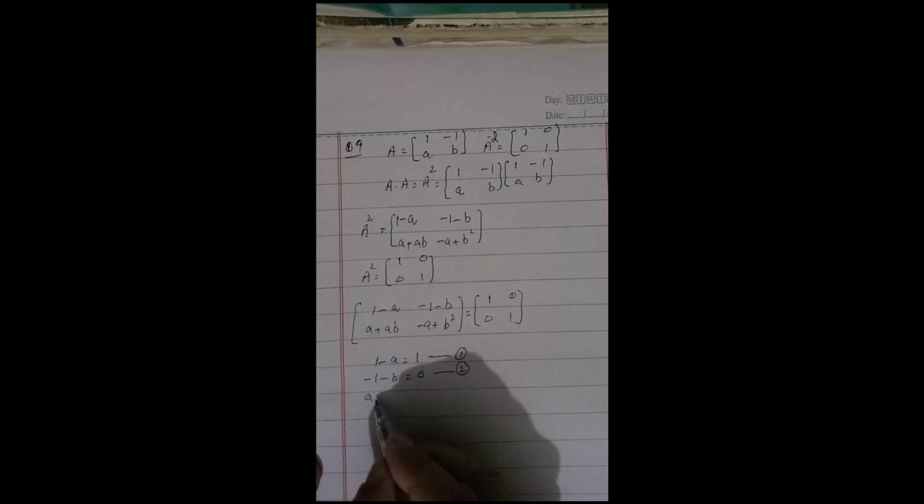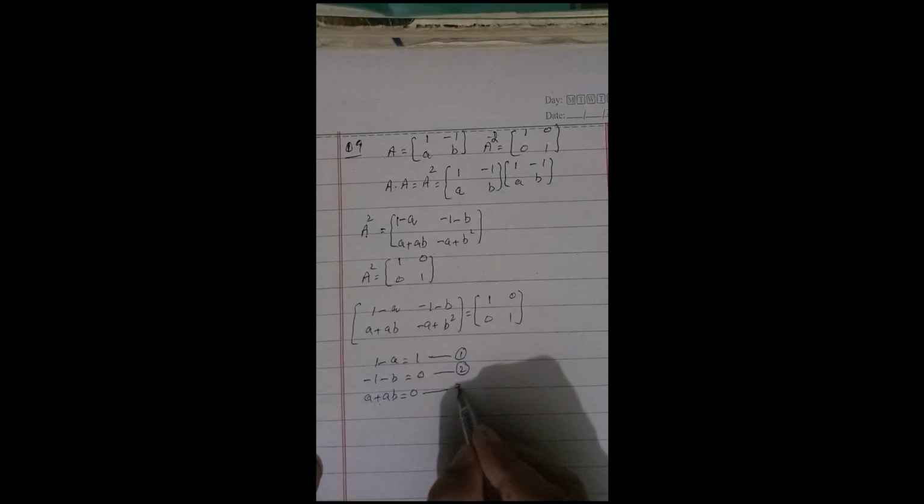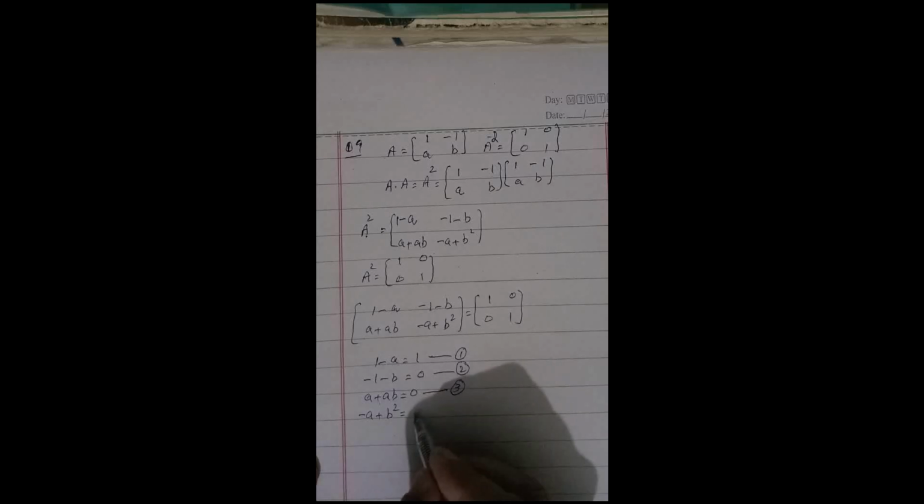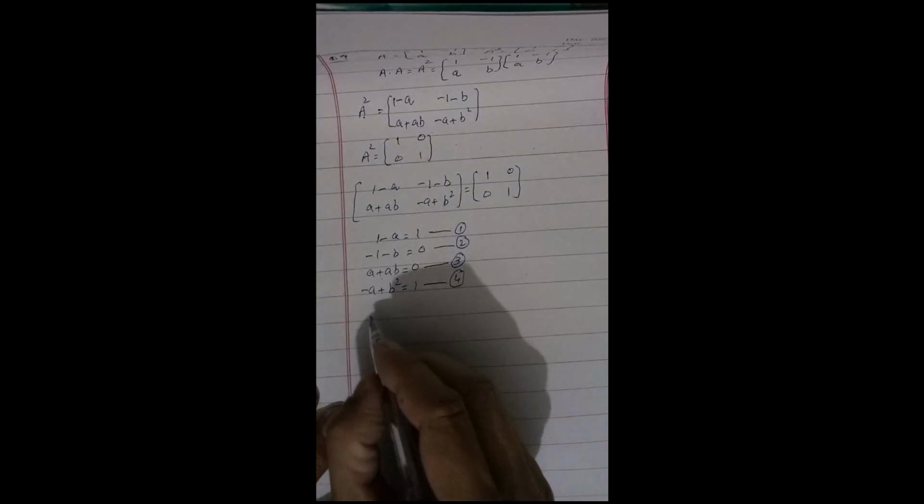Third is A plus AB is equal to 0, and it is equation 3. And the next is minus A plus B square is equal to 1, and it is equation 4. Now we solve these equations to find the value of A and B.